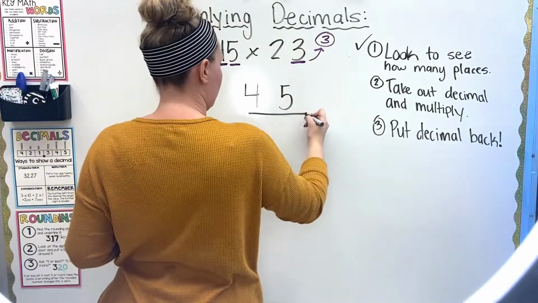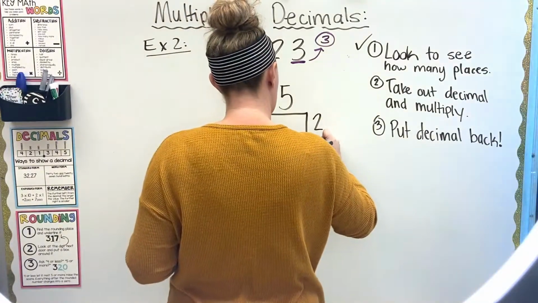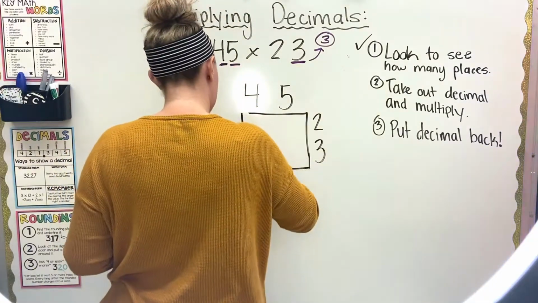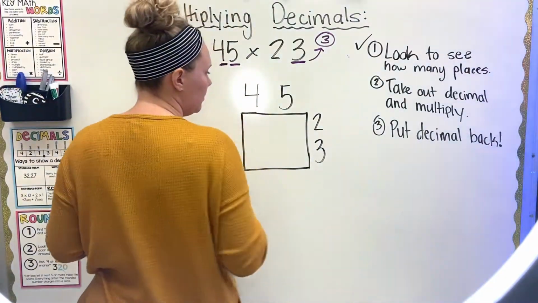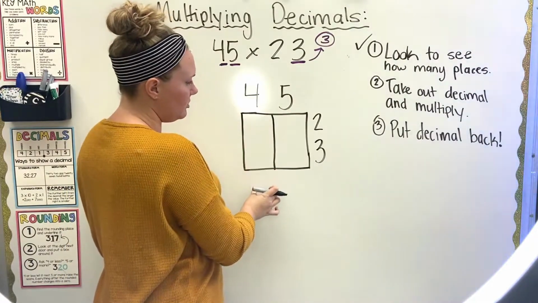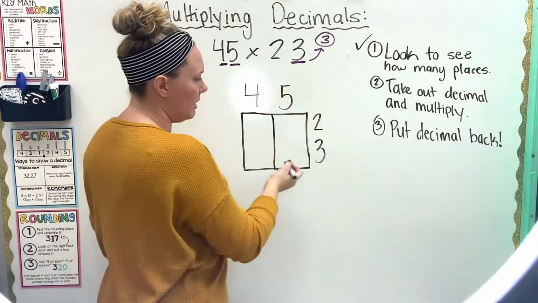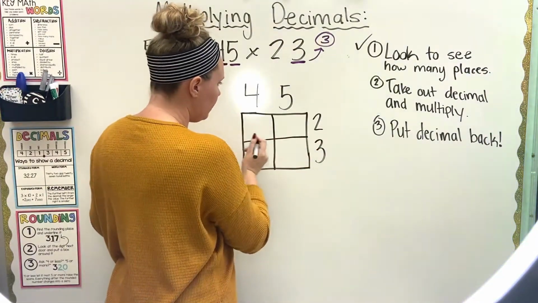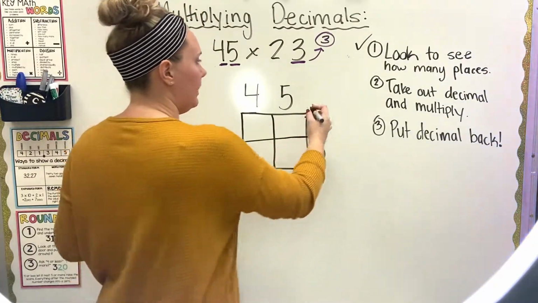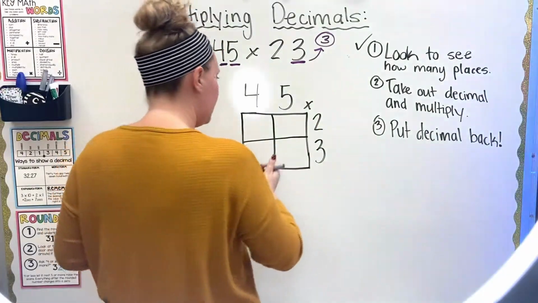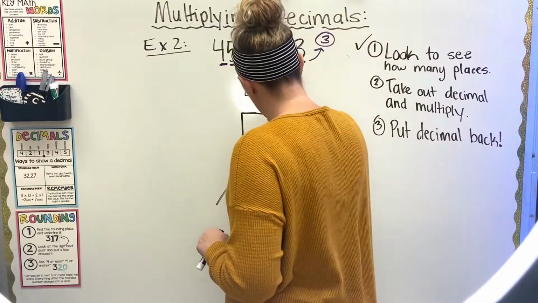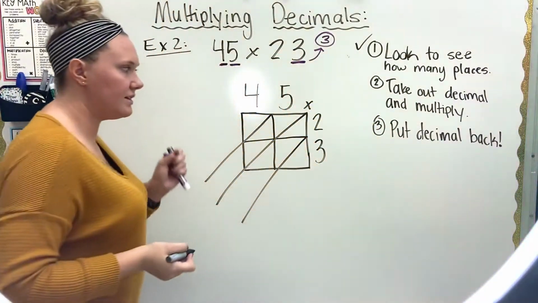45, 23. And remember, each number needs their own little place to be. So that way 4 has its own spot, 5 has its own spot. I'm going to split it this way because 2 needs its own spot and 3 needs its own spot. Okay, so now I'm going to add my little multiplication symbol, and now I'm going to split my boxes. All right, boxes are split.